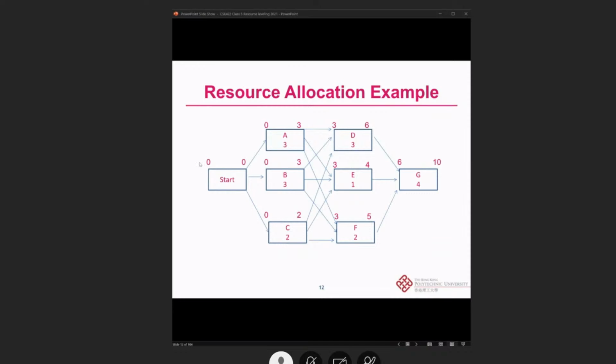So we can have the start at 0 days, and the first stage is activities A, B, and C, and D, E, and F have relationships with activities A, B, and C. Finally, the last one is activity G, and this project is anticipated to end at 10 days.